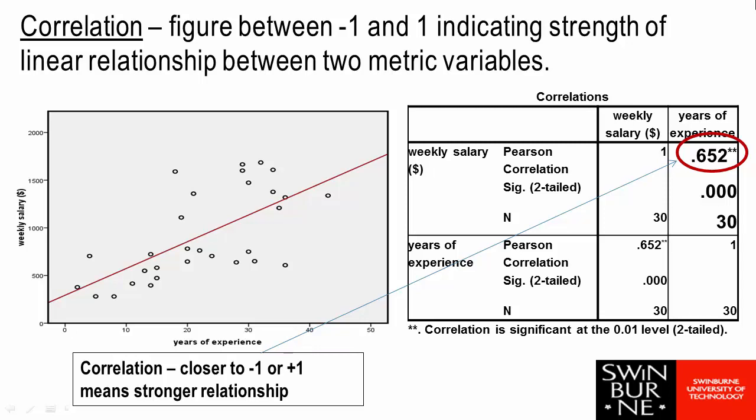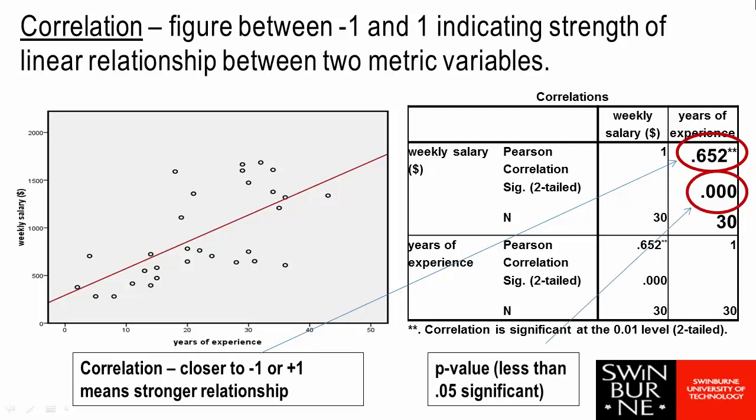From this table we can see the correlation for these variables is 0.652. We would consider this to be a moderate strength correlation. The figure under it is the p-value.